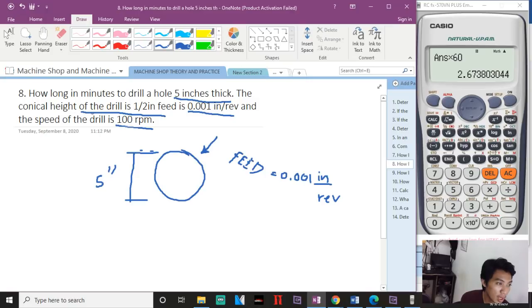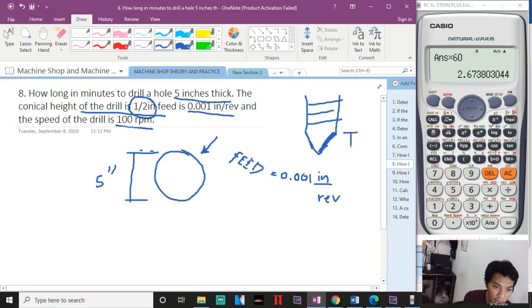The conical height of the drill is 1/2 inch feed per revolution. You don't need to consider the conical height. Why, sir? What is the conical height? This is your drill, right? The tip of the drill is like that, pointed, right? This is the conical height.